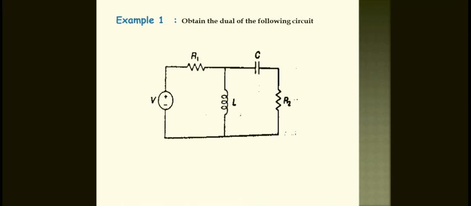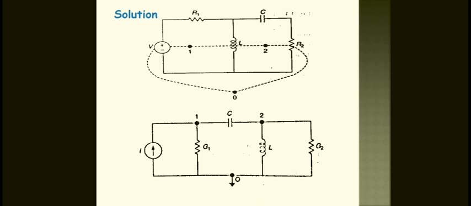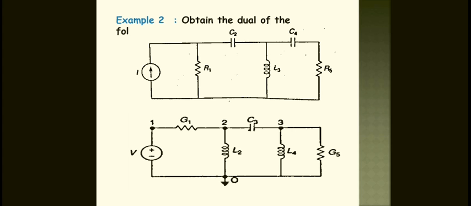For example, with R, C, L and R2, where the voltage source is there, it should be converted to a current source like this. Voltage should be replaced by current, L is replaced by capacitor, resistance is replaced by conductance, capacitance is replaced by inductance, like this. This is the dual of the given circuit. In the same similar manner, obtain the dual of the circuit.